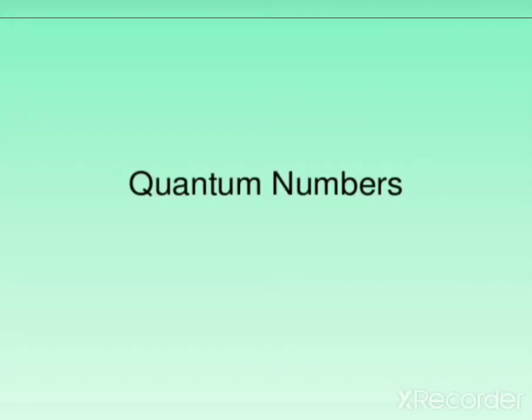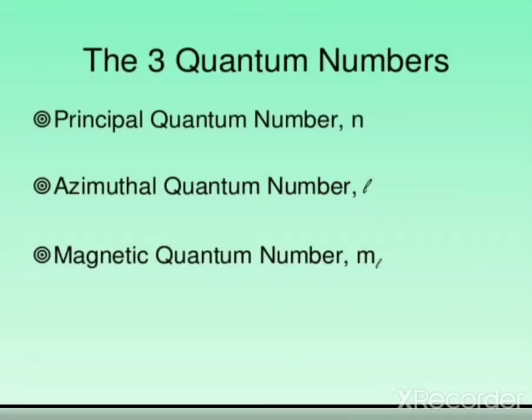Let us now discuss in detail about quantum numbers. These three quantum numbers, that is principal quantum number n, azimuthal quantum number L and magnetic quantum number ml, are used to characterize or describe an atomic orbital.